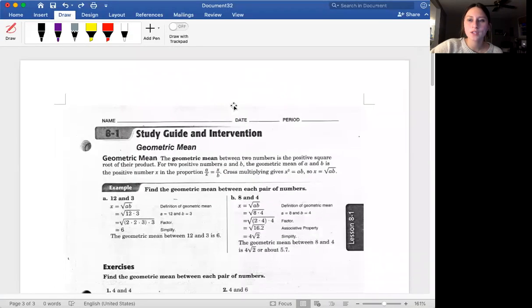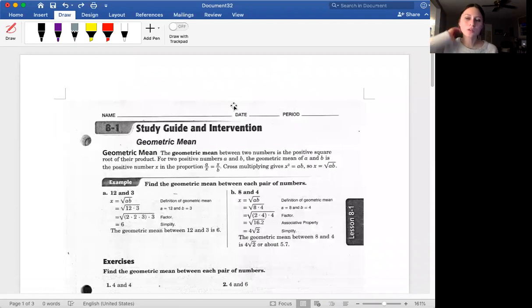So our focus for this chapter is looking at right triangles. We're going to continue to expand on some special qualities that right triangles have. Today we're going to focus on something called the geometric mean.